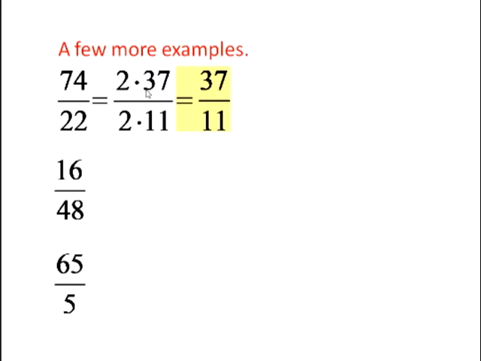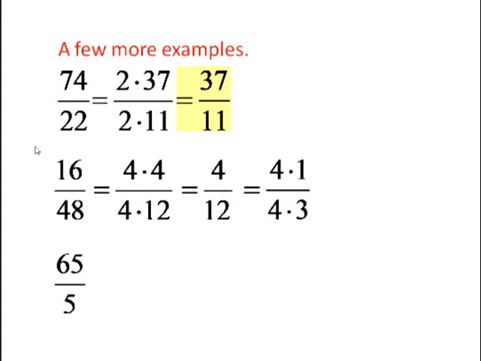Okay. 16 over 48. There are several things I could think of here, right? 16 is 2 times 8. 16 is 4 times 4. Well, what if I went with 4 times 4? Well, 48 is 4 times 12. So I could say, okay, I got 4 times 4 over 4 times 12. Cancel out the 4s, I got 4 over 12. Now, you should recognize that 12 has a 4 inside of it. In other words, 12 is 4 times 3. So I can cancel out a 4, and I end up with 1/3.